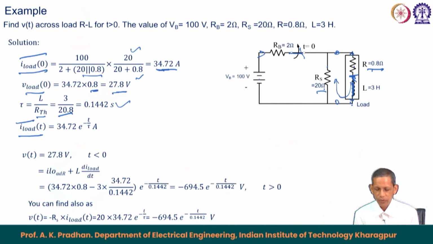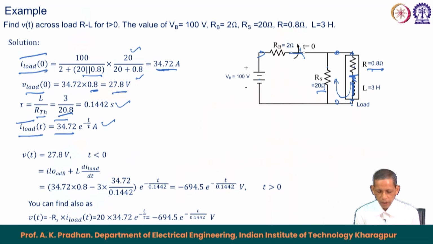The I load, in the general expression, is I naught into e to the power minus t by tau. That gives us I naught to be 34.72, so I load is 34.72 e to the power minus t by tau ampere. Straightforward, you can write the current expression through the inductor or the load.